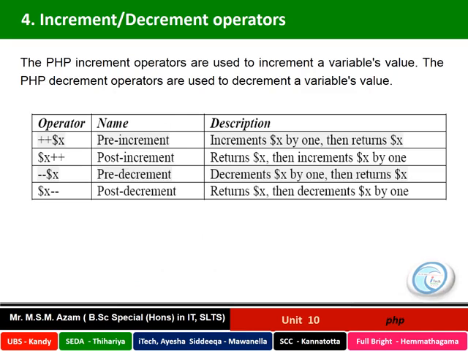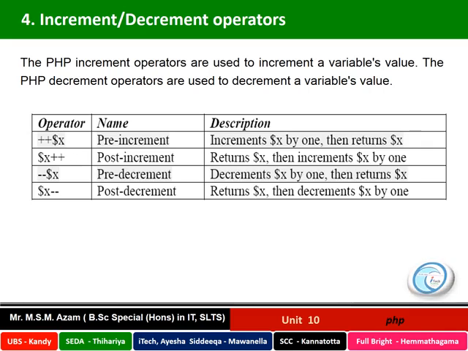Next, we have to talk about increment or decrement operators. The PHP increment operators are used to increment a variable's value. The PHP decrement operators are used to decrement a variable's value. There are 4 different increment and decrement operators in PHP. Let's see them one by one.